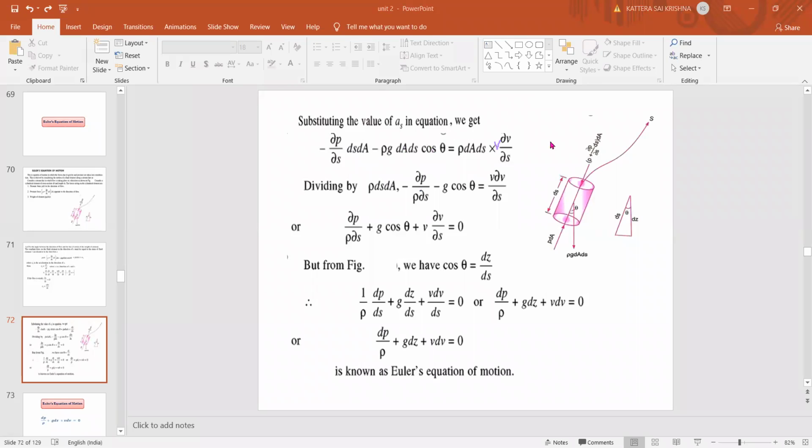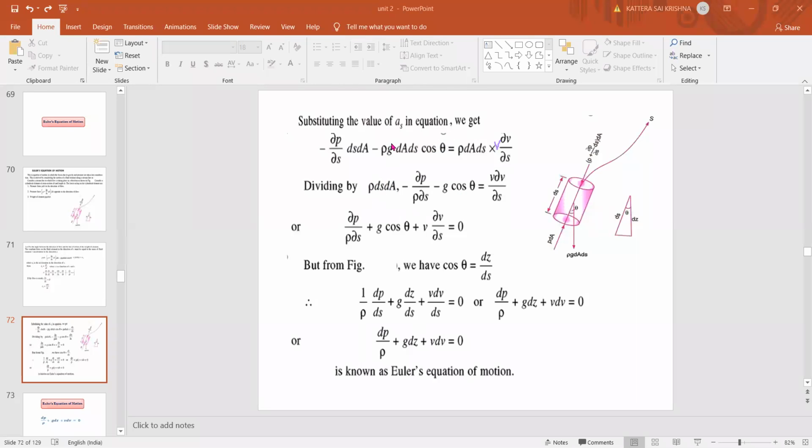After writing this, what I'm doing is I'm just dividing the whole equation on both sides by rho dA ds. If you divide, ds dA gets cancelled. So the remaining term will be minus ∂P/(rho ∂s). Since ds and dA are cancelled here, the leftover term is g cos theta for the second one.